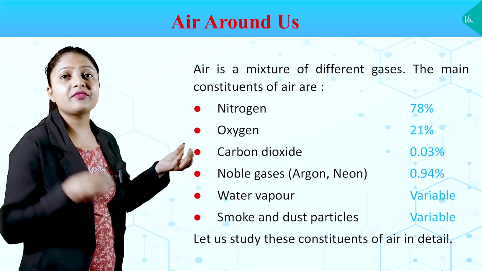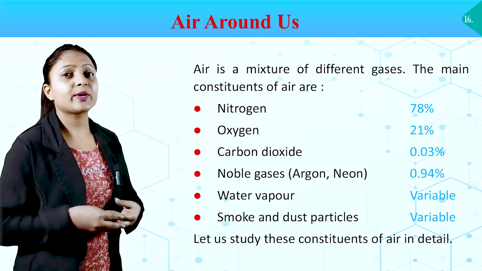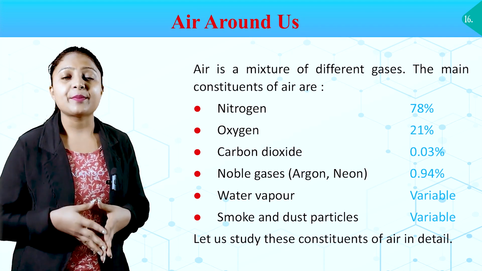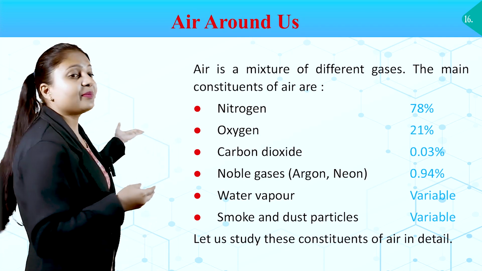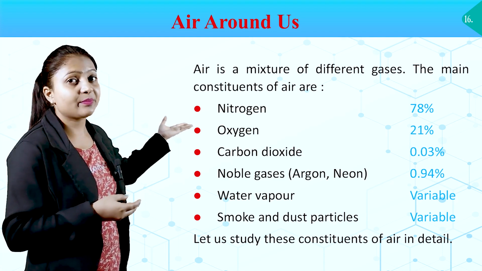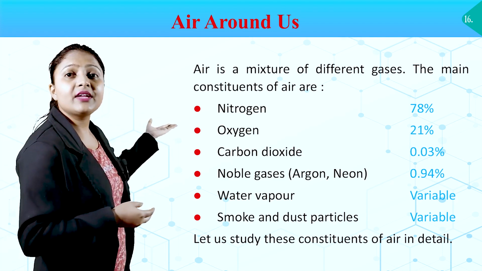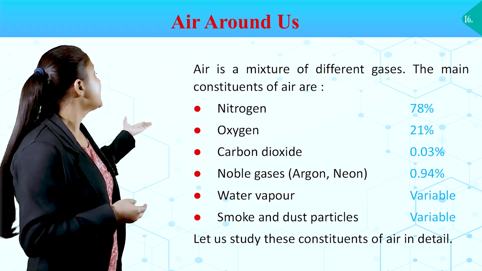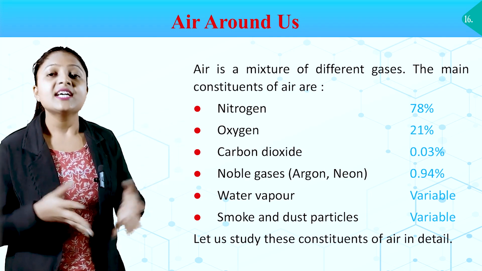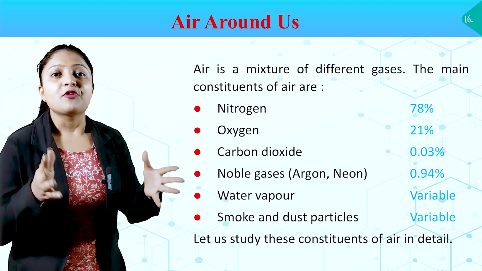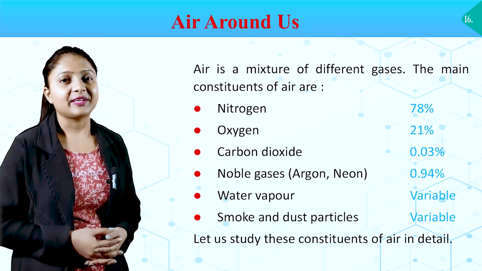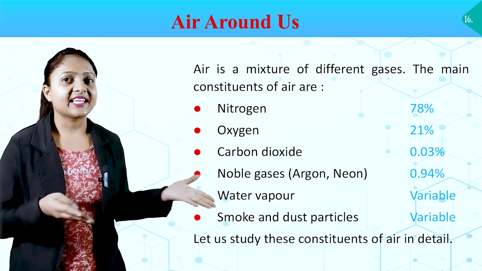Air is a mixture of different gases. The main constituents of air are... तो एयर के अंदर कौन कौन सी गैस कितने कितने अमाउंट में होती है वो इस टेबल में डिटेल में दिया है. Nitrogen 78%, oxygen 21%, carbon dioxide 0.03%, noble gas argon neon 0.94%, water vapor variable, smoke and dust particles variable. Variable means वो बदलते रहते हैं.